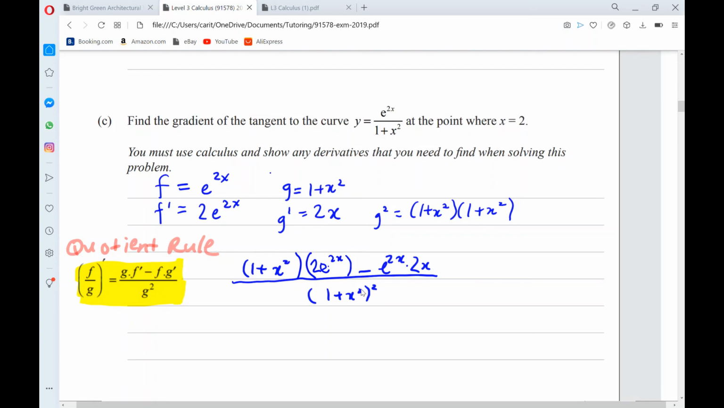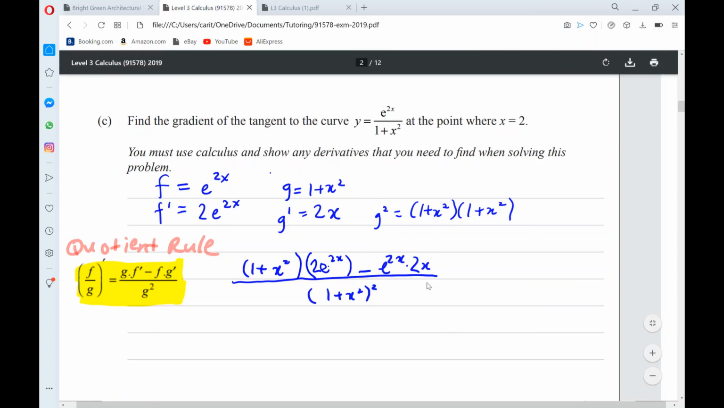To get the final answer right, all you need to do is plug x equals 2 into everywhere there is an x, and you should get your final answer, which is 13.1.